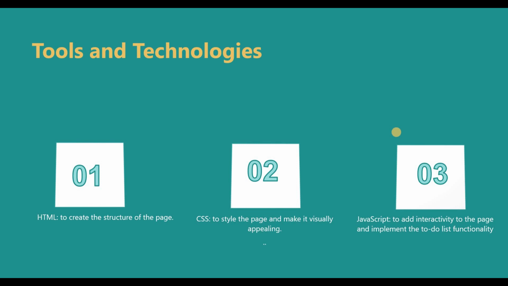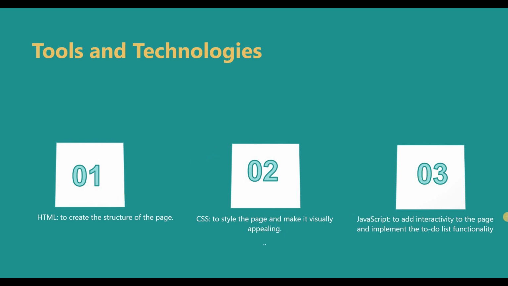Let me discuss the tools and technologies. I'm going to use three languages, HTML, CSS and JavaScript. HTML is needed to create the structure of the web page. There is no color creation by using HTML. That's why I'm going to use CSS. If you prefer any language rather than CSS, such as Bootstrap, you can use Bootstrap instead of CSS. Here I'm using CSS to style the page and make it visually appealing.